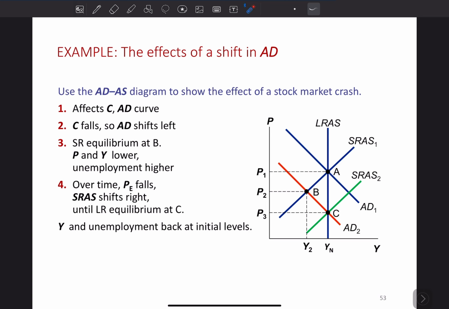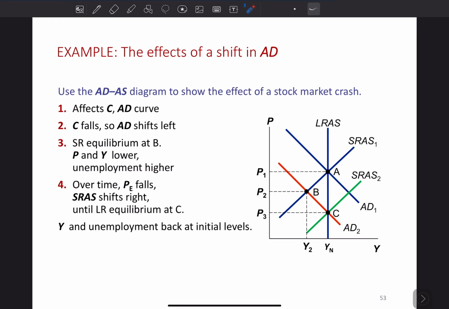Assume that the stock market crashes. Let's explore a real-world event such as the stock market crash. When the stock market crashes, people feel less wealthy, so consumption C will fall. This will cause the aggregate demand to shift to the left from AD1 to AD2. We see a shift in the aggregate demand to the left.